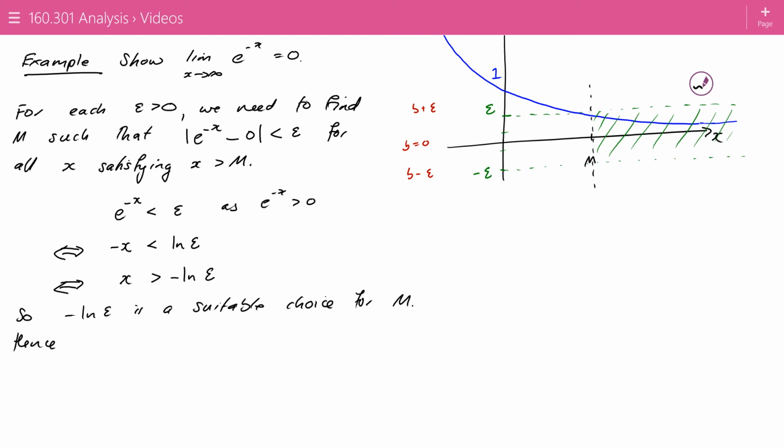And hence we have shown, using the formal definition, that the limit as x goes to infinity of e to the minus x equals 0.